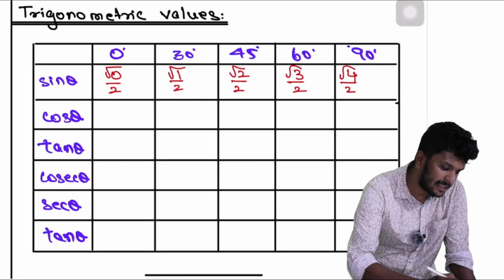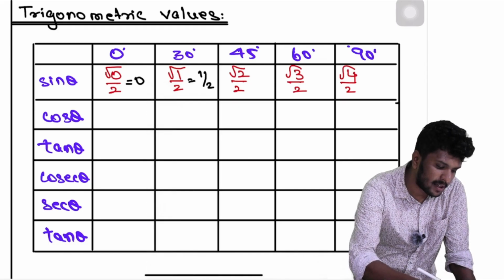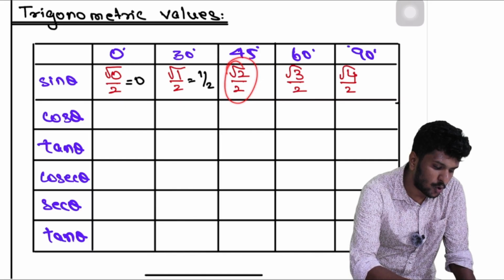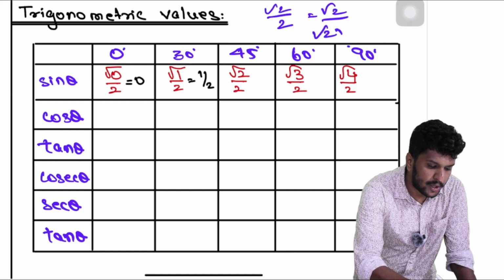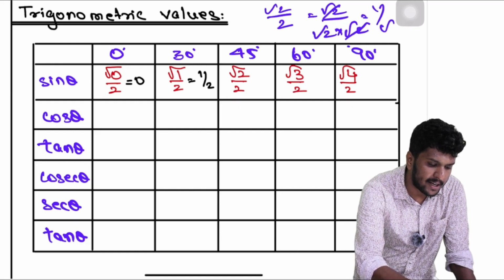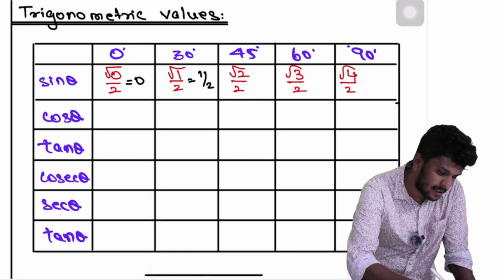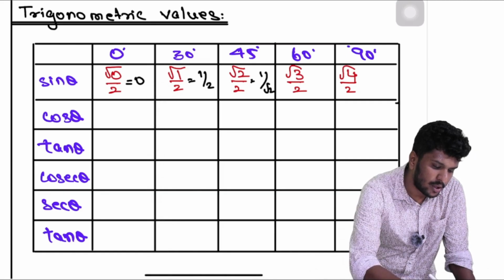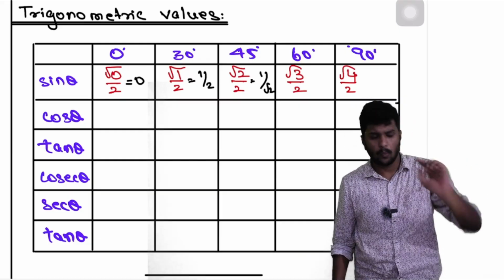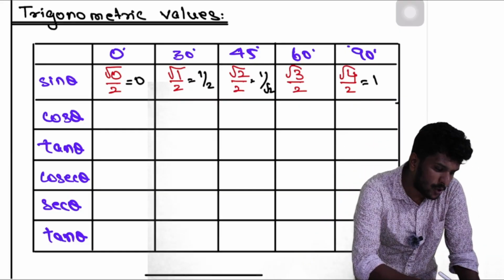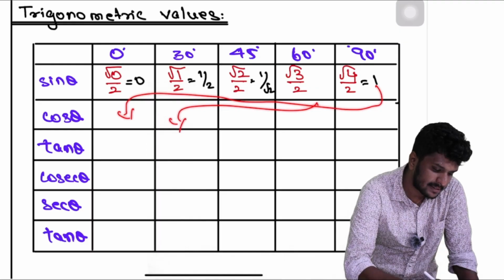Okay, now look at the values. What is root 0 by 2? It's 0. What is root 1 by 2? It is 1 by 2. Now what is root 2 by 2? Root 2 by 2 is actually root 2 by root 2 into root 2. Root 2 cancels, you are left with 1 by root 2. So there you can write 1 by root 2, and root 3 by 2 as it is. What is root 4 by 2? Root 4 is 2, so 2 by 2 you get as 1. Okay, now to find cos theta, from the extreme end you have to put the values like this.